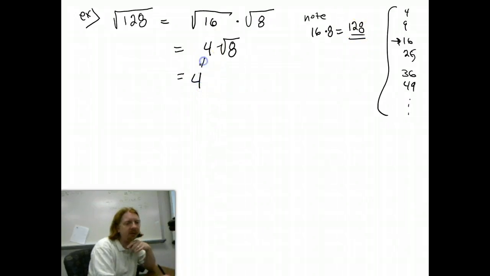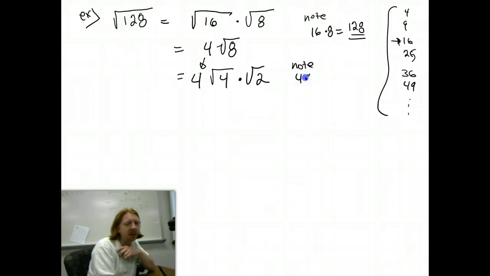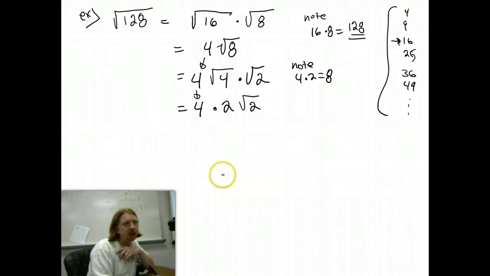There's that original 4. The square root of 8 is now going to become the square root of 4 times the square root of 2. Because, and I'm going to note again, 4 times 2 is equal to 8. And now let's simplify. There's that 4 again. The square root of 4 is 2. And the square root of 2 is still the square root of 2. Can I clean that up a little bit? 4 times 2 is 8, so 8 square roots of 2.